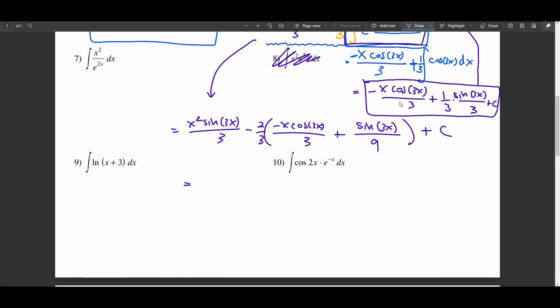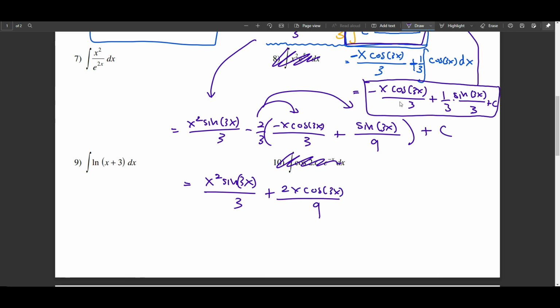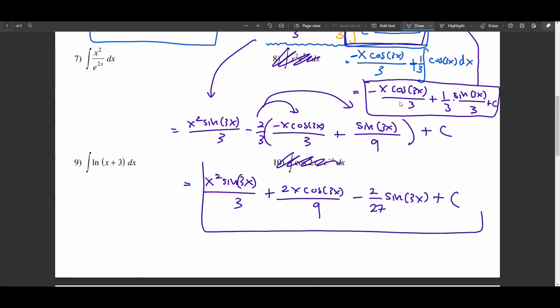And at this point, you just simplify. So ignore this question as well. We got x squared sine 3x all over 3. And then let's distribute this 2/3 in there. So that's going to give us positive 2x cosine 3x all over 9. And then minus 2/3 times the positive 9 over here is going to give us negative 2 over 27 sine 3x plus c. And that is your answer.